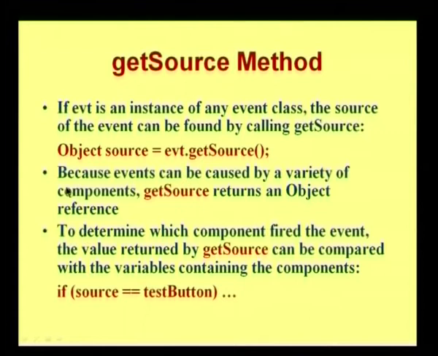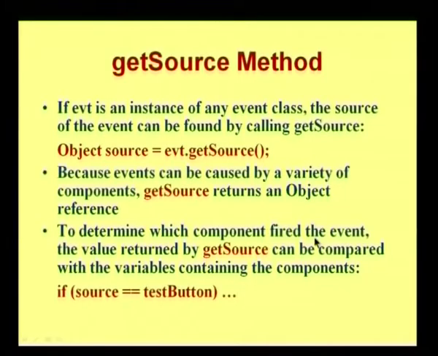I can get the source. Because events can be caused by a variety of components, getSource returns an object reference. We have already seen that one event can be raised by any of the components. Whenever I say action performed, a button will raise an action performed, and a menu item may also raise an action performed. So, from getSource I can get the source from where this particular event has been fired, and based on that I can handle the event.